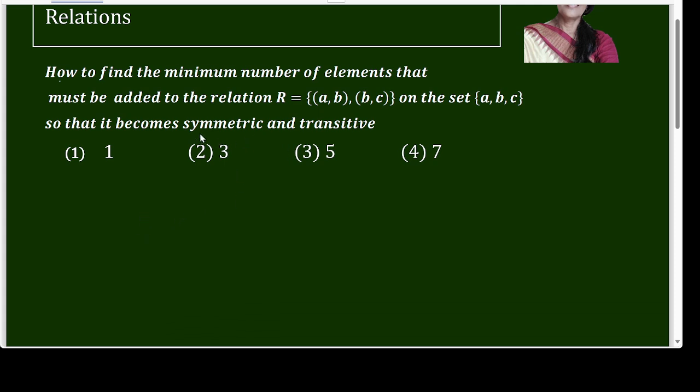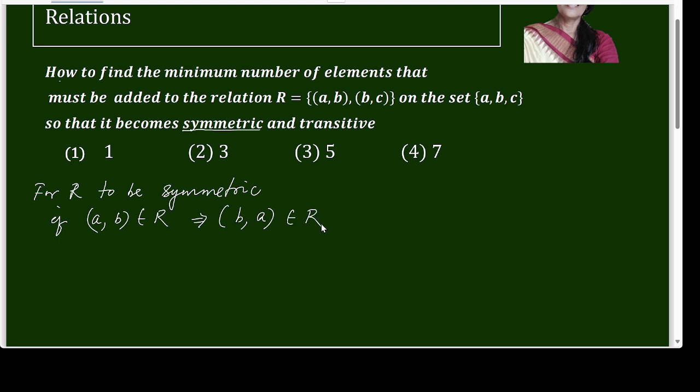So first we'll go for the symmetric. For R to be symmetric, if AB belongs to the relation, that means BA must belong to the relation, then only it will be symmetric. So when AB is there, BA must be there, and when BC is there, CB must be there.